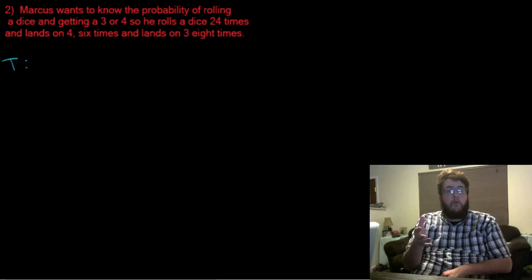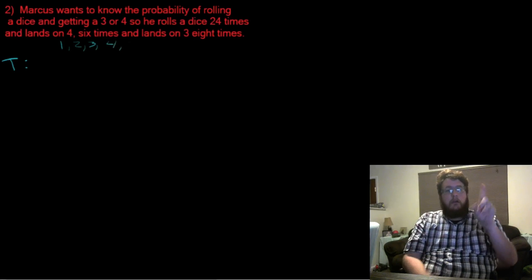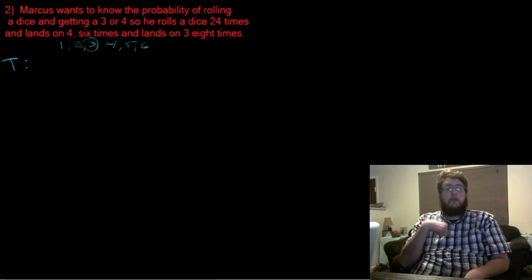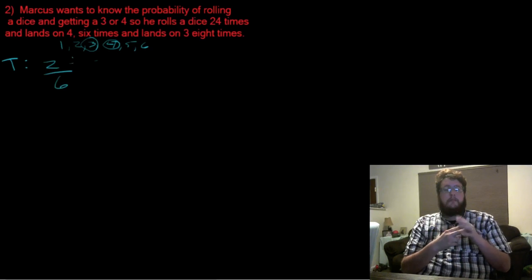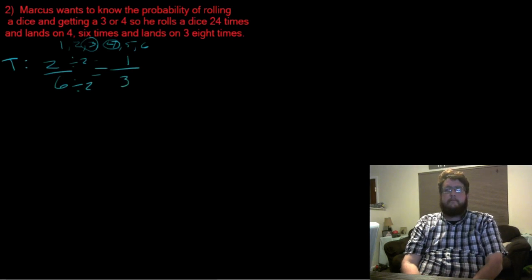So remember, on a normal die, our possible outcomes are 1, 2, 3, 4, 5, and 6. And of those things, we want a 3 or a 4. So there are 2 outcomes that we want out of 6 possible outcomes. I can divide both the top and the bottom by 2 here in order to reduce this fraction. 2 divided by 2 is 1. 6 divided by 2 is 3. So we have a probability of 1/3 to roll either a 3 or a 4.